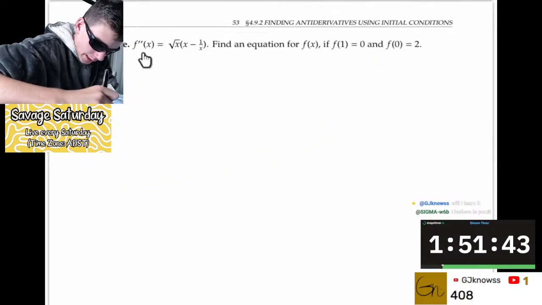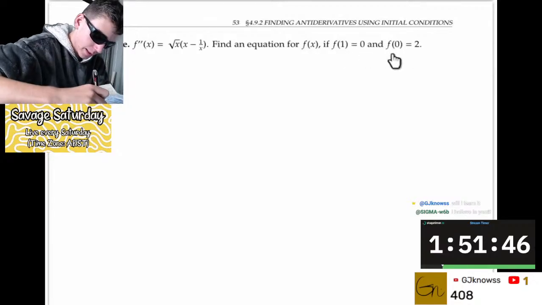In this example, we're given the second derivative of f, and we're given two initial conditions. f of 1 is 0, and f of 0 is 2.